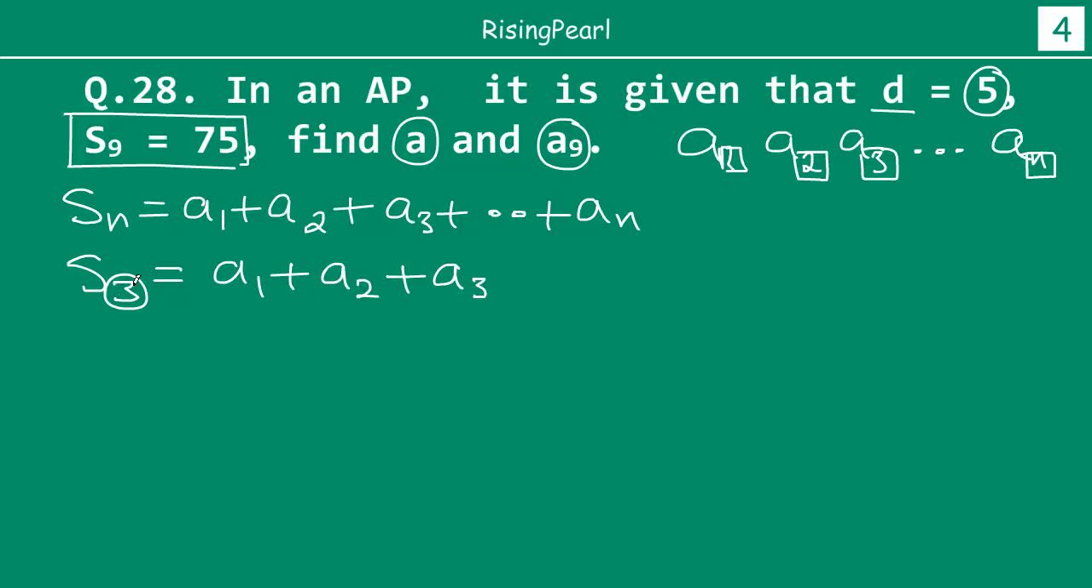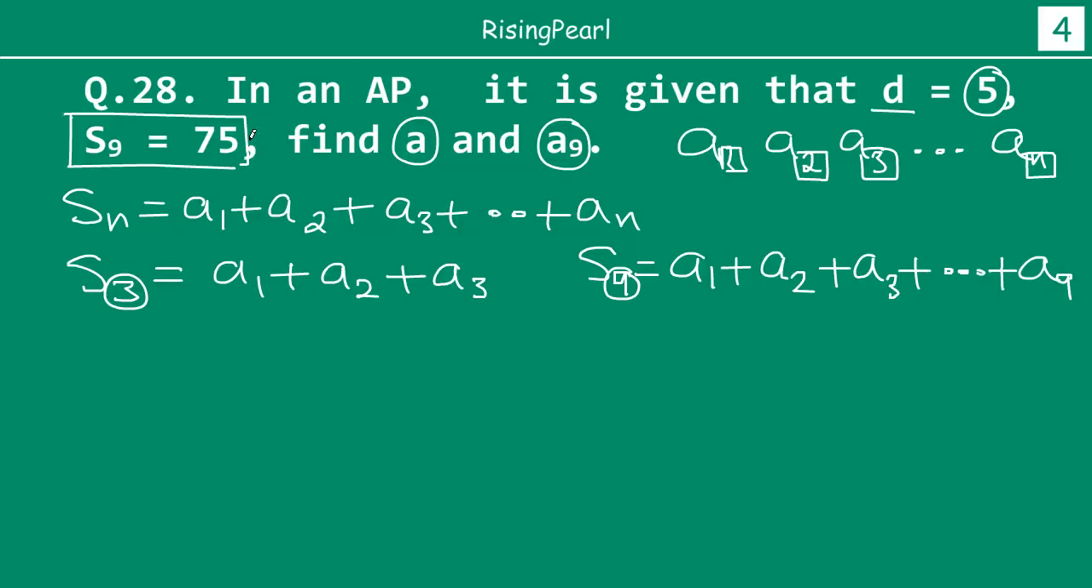Because S3 means sum of first three terms: first term, second term, third term, and we stop. So if we have S9, what it means is A1 plus A2 plus A3 all the way till we get to A9. S9 means sum of first 9 terms. That is what this means.